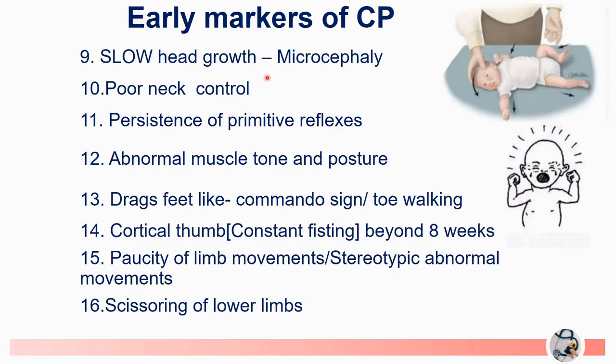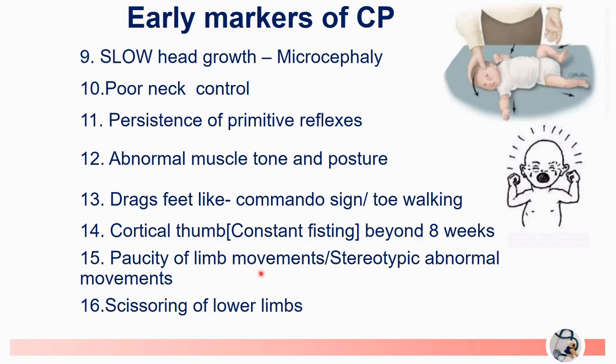So all these you'll see in the examination part. Abnormal muscle tone and posture. If the child drags feet like commando crawl, or if the child has toe walking during the development. Cortical thumb, so constant fisting of the thumb, like you see in this picture. The child is fisting and the thumb is drawn inside of the hand. So cortical thumb beyond 8 weeks. Till 8 weeks this is considered normal, but after 8 weeks this is not normal.